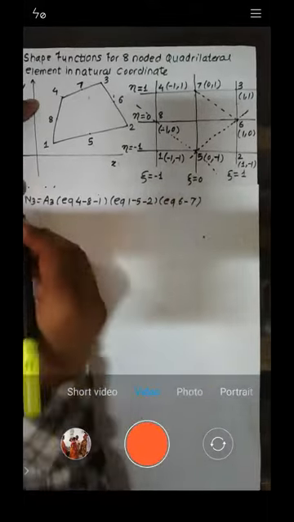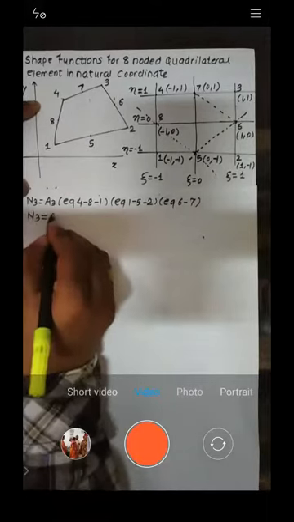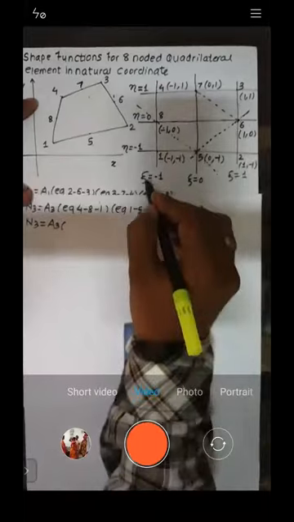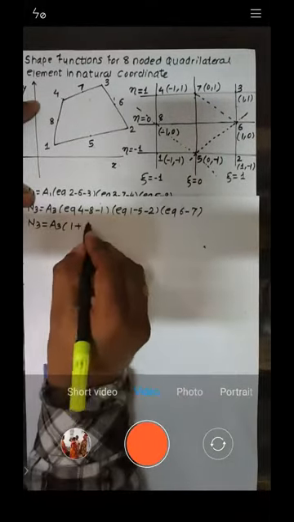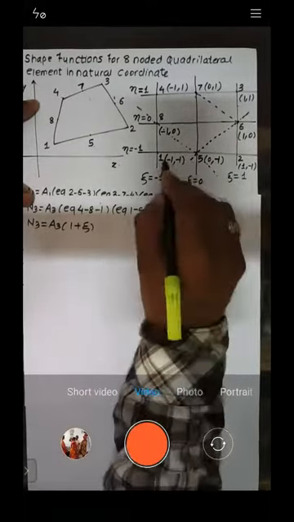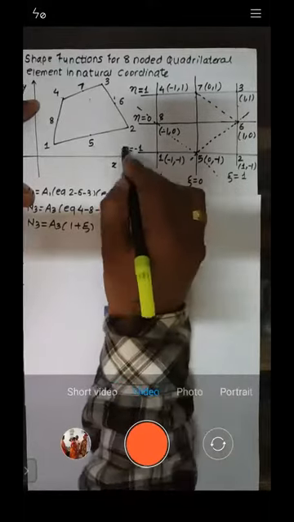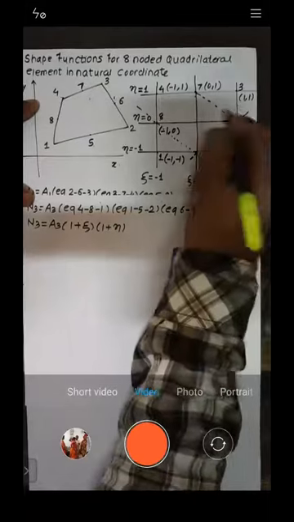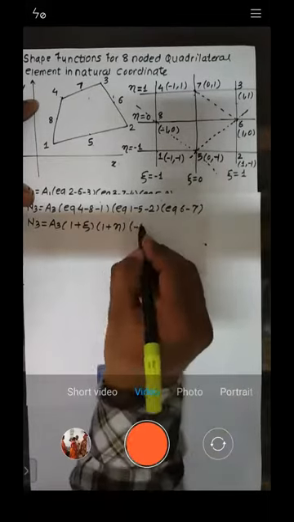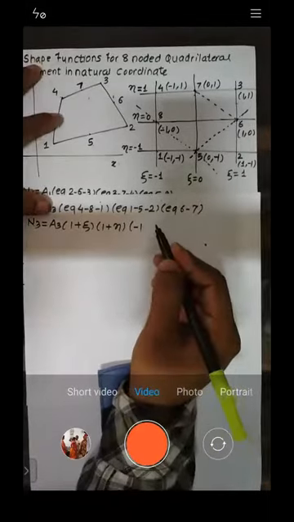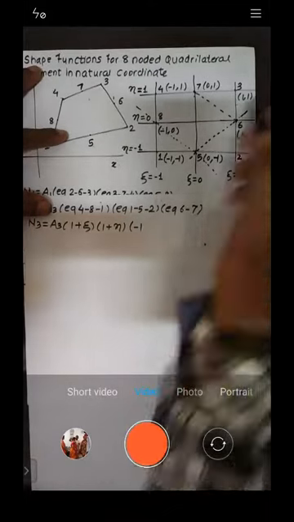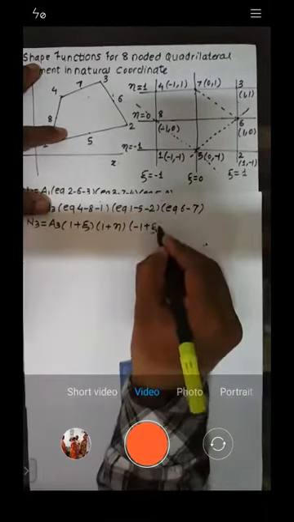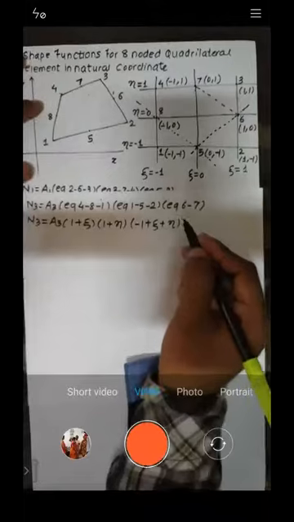So N3 is equal to A3. What is the equation of 481? See, 481, it is zeta is equal to minus 1, that is 1 plus zeta. 152, what is the equation of this? 152, neta is equal to minus 1, that is 1 plus neta. And what is the equation of 6, 7? As I told you, initially you write minus 1, and both are plus, so this is plus zeta and plus neta.